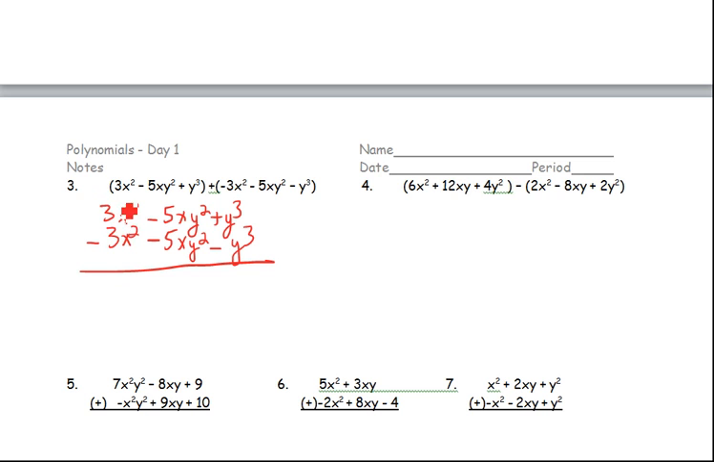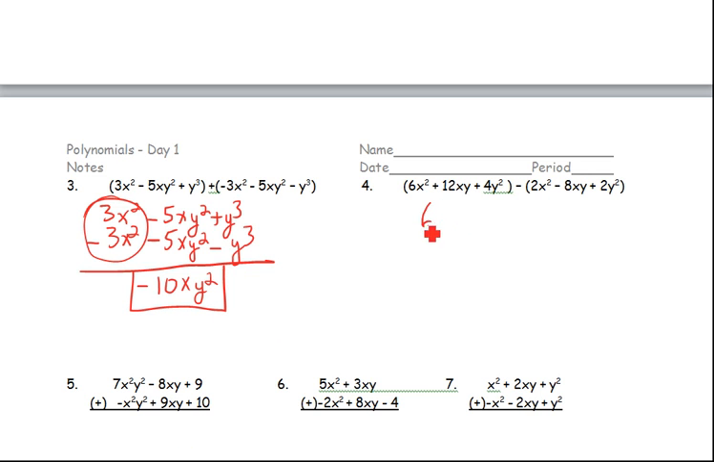So now I can add. Well, 3 minus 3 is 0, so those cancel out. A negative 5 and a negative 5 give me negative 10xy squared. And then a positive y to the third and a negative y to the third cancel out. So my answer is this right here.